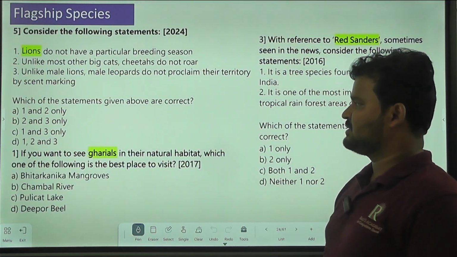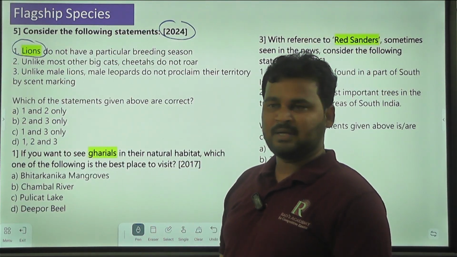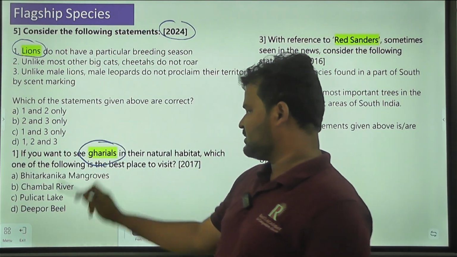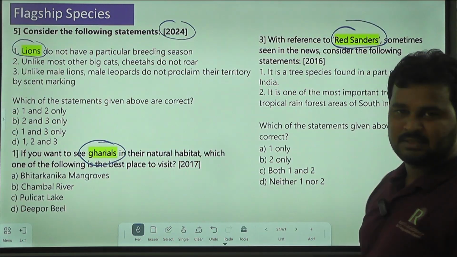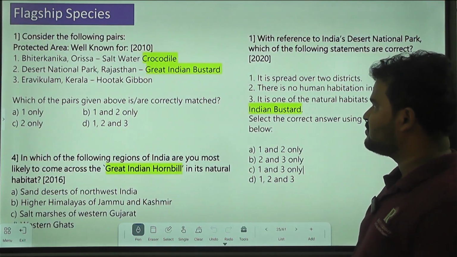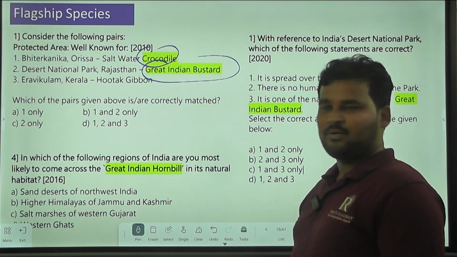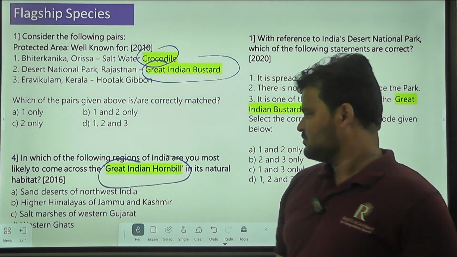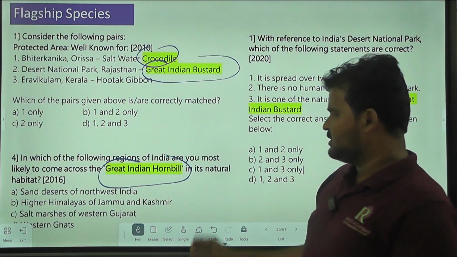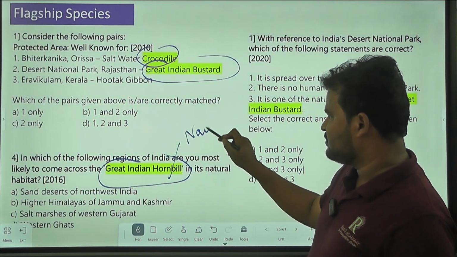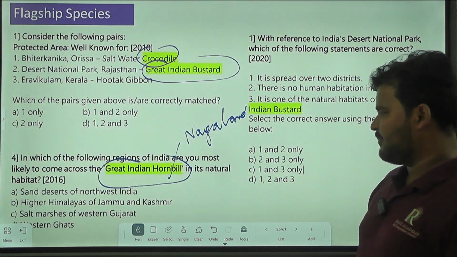And flagship species, like you can find. In 2024, lions. Question related to lions. Question related to gharials. Clear. Question related to red sanders, an important species. Question related to crocodile. Question related to Great Indian Bustard. Question related to Great Indian Hornbill. In general, we can find these animals in Nagaland state, which is a part of Northeast India. Okay, that's the thing.